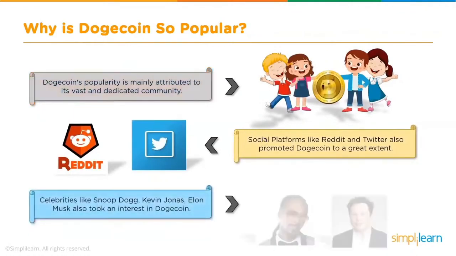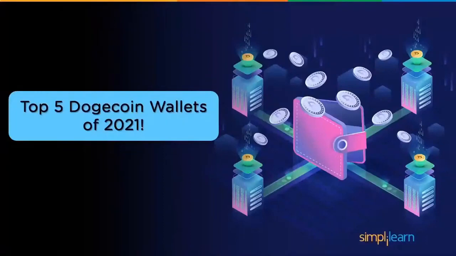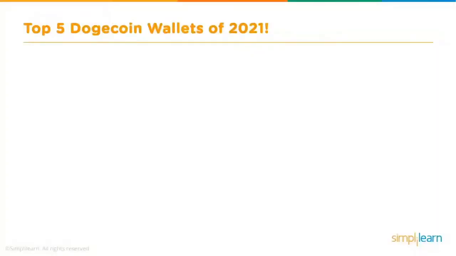Celebrities like Snoop Dogg, Kevin Jonas, Elon Musk also started taking an interest in Dogecoin and posting pictures and comments on their social media handles, which increased the craze of Dogecoin all around the world. So this was all about Dogecoin wallet. Now let's have a look at the top 5 Dogecoin wallets of 2021.